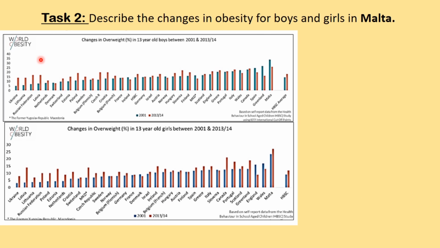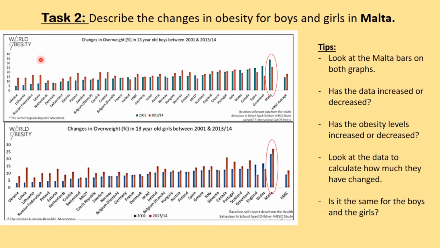Task 2. This is exactly the same task, but you are looking at Malta instead of Wales. So I've circled Malta for you on the graphs. Again, look at both of the graphs to compare the information. Has the data increased or decreased? Has obesity levels increased or decreased?